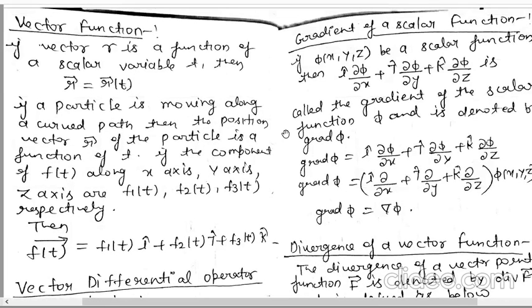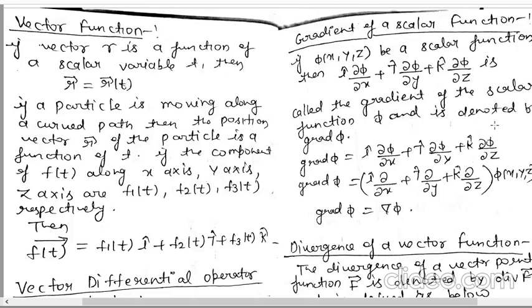Now, gradient of a scalar function. So gradient, if phi(x, y, z) be a scalar function, then i del phi upon del x plus j del phi upon del y plus k del phi upon del z is called the gradient of the scalar function phi and is denoted by grad phi. And you will write grad phi is equal to this one, and grad phi is i del upon del x plus j del upon del y plus k del upon del z phi(x, y, z), or grad phi you can write del phi.